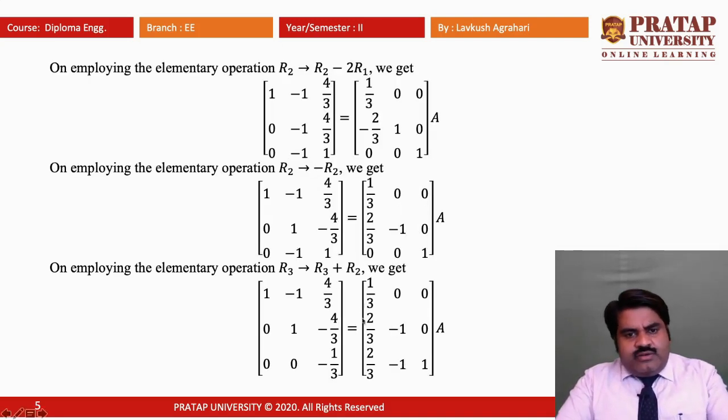After getting 1 in the left hand side matrix, we have to obtain 0 in the corresponding column. For this we have to make the operation R2 tends to R2 minus 2R1. We get 0 at the position of A21. The same operation is reflected on the right hand side matrix. So we will get minus 2 by 3, 1, 0.